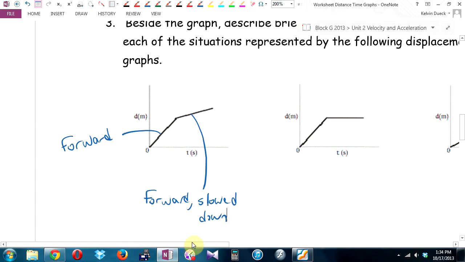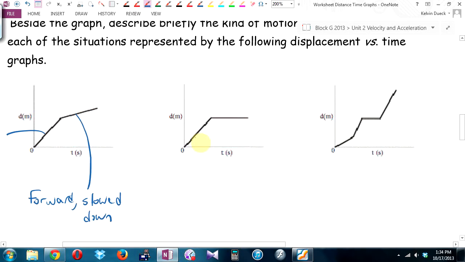What about the second one here? How could you describe that? Moving forwards. What about that? Stop. Ooh, someone used a physics word. Stopped, but yeah, at rest is usually what we say in physics.